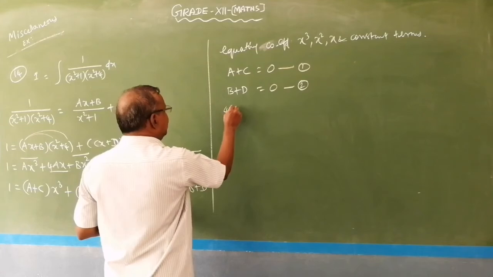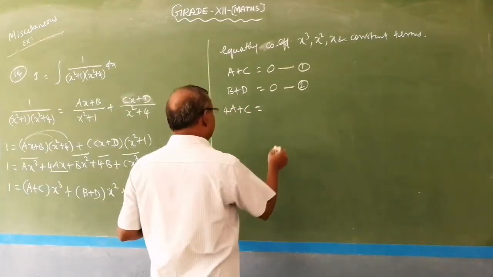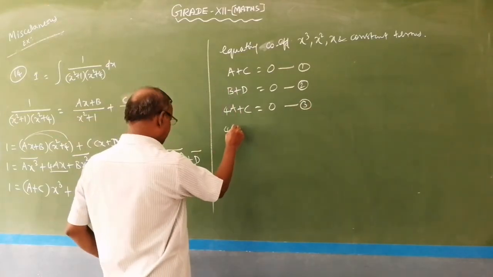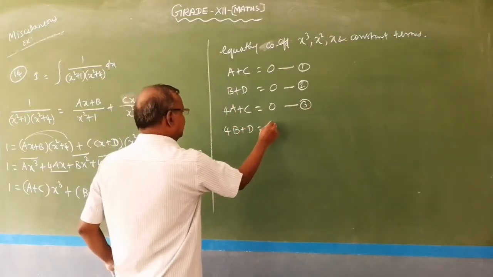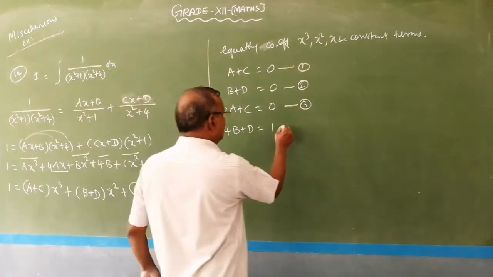Here 4a plus c equal to, there is no x term in the LHS, so it is also 0. Third equation. In the RHS we have 4b plus d. In the LHS the constant term is 1. So, this is fourth equation.